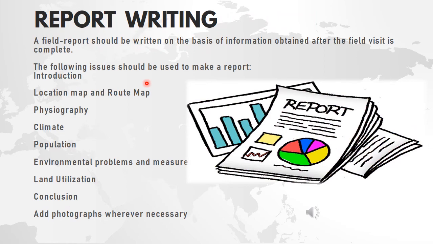After you have visited a place, a field report should be written on the basis of information obtained after the field visit. Now, what should be included in the report? The following issues should be used to make a report: introduction, location map and route map, physiography, climate, population, environmental problems and measures, land utilization, conclusion.